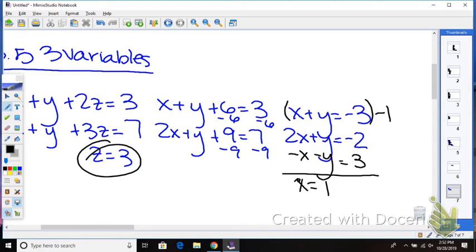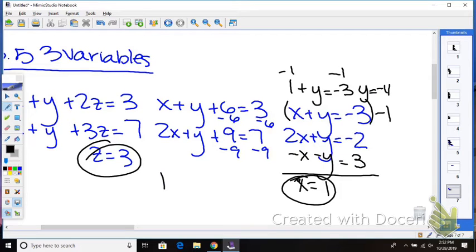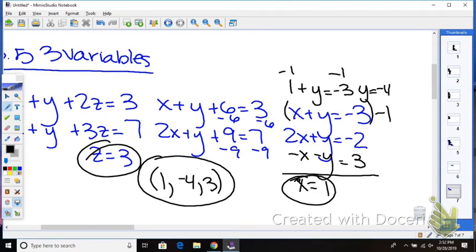We already know z equals 3. So we need to figure out y. So if x equals 1, I have 1 plus y equals negative 3. Subtract 1, y is equal to negative 4. So x is 1, y is negative 4, z is 3. So this was kind of not really our new stuff yet. This is stuff from last week. They just gave you the z to start with. So you had to set it up. Okay? So this is like last week's.